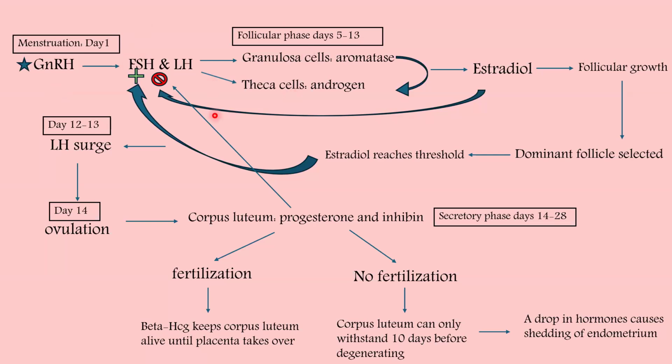Okay, this is pure memorization. You have to memorize which affects each. Okay, so FSH will affect the granulosa cells to produce aromatase. FSH will affect the theca cells to produce androgen. Aromatase will convert androgens into estradiol. Estradiol is another term for estrogen. Okay, so estrogen will be produced by the granulosa cells and the theca cells.